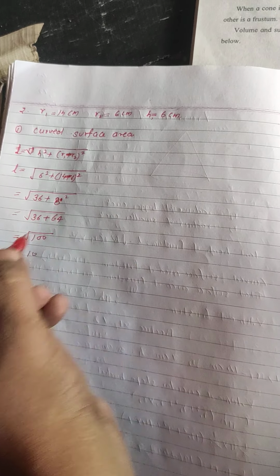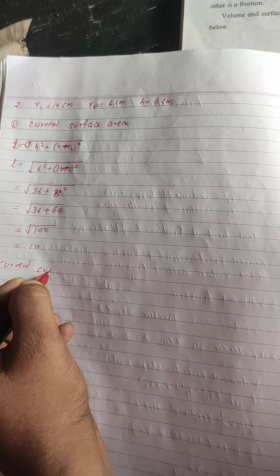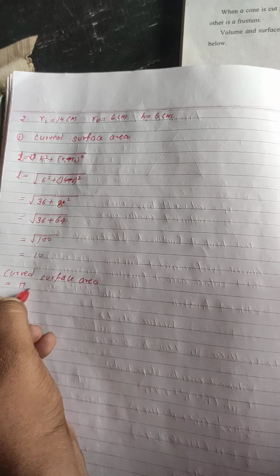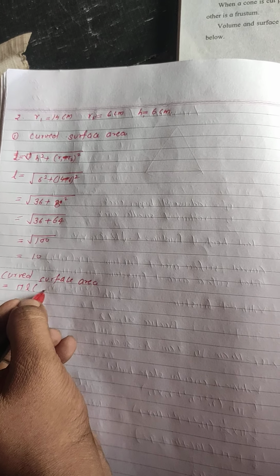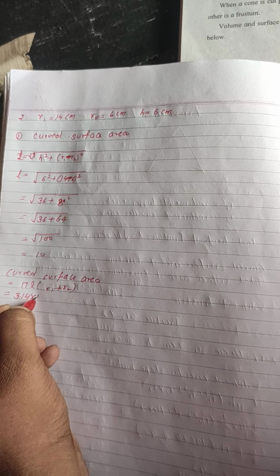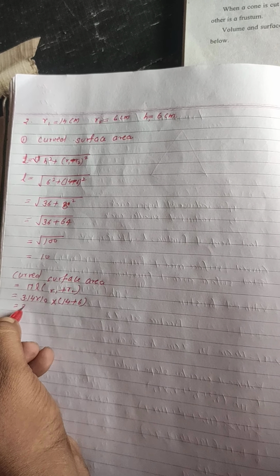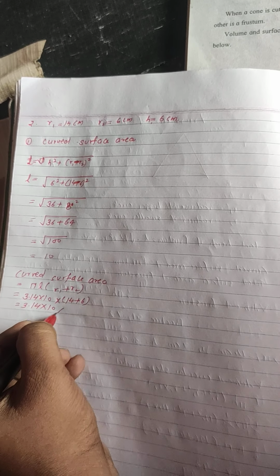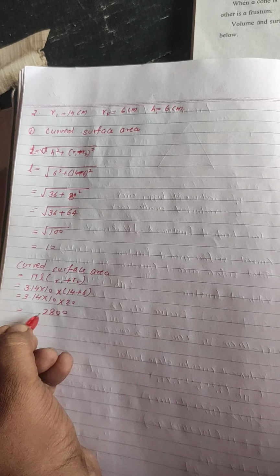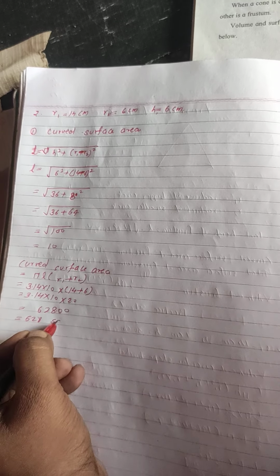Then we find the curved surface area. Curved surface area is pi L (R1 plus R2). 3.14 into L, which is 10, into 14 plus 6. 3.14 into 10 into 20 will come to 628 square centimeter.